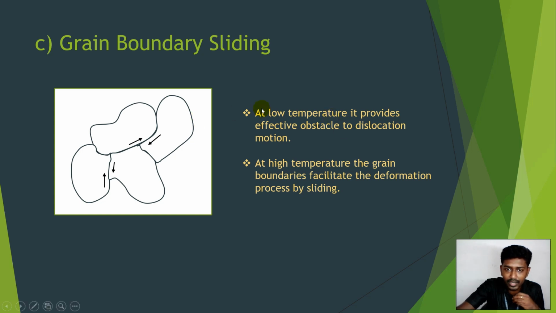So here the note is given. At low temperature, grain boundaries provide effective obstacles to dislocation motion. At high temperature, the grain boundaries facilitate the deformation process by sliding.